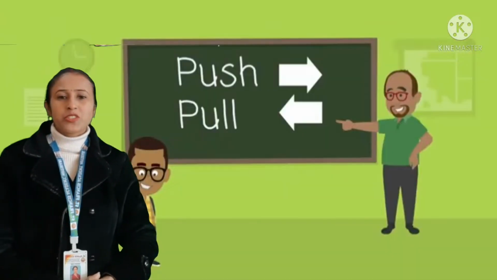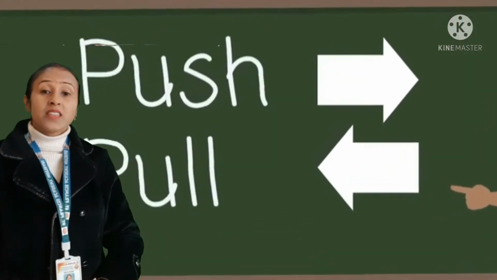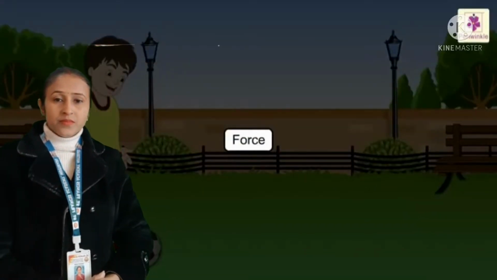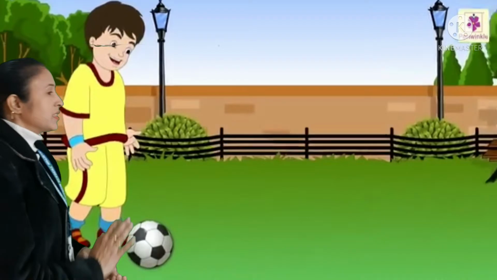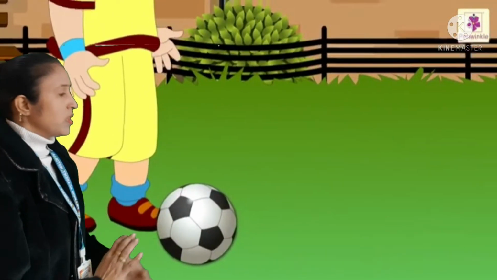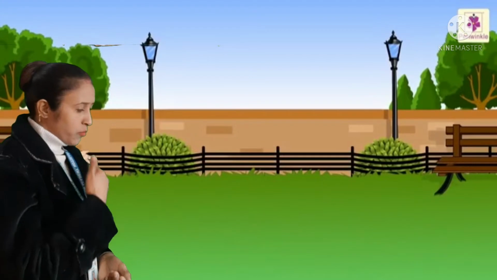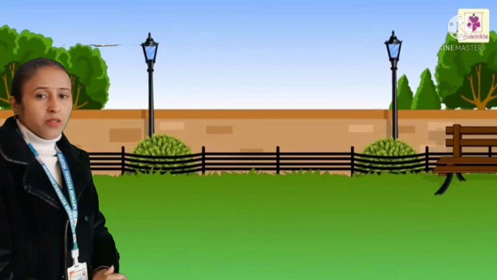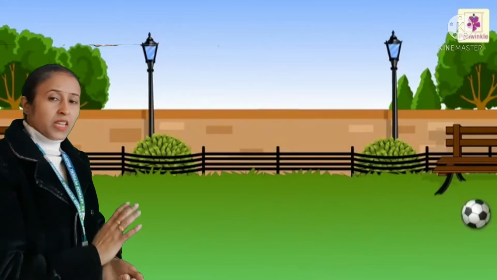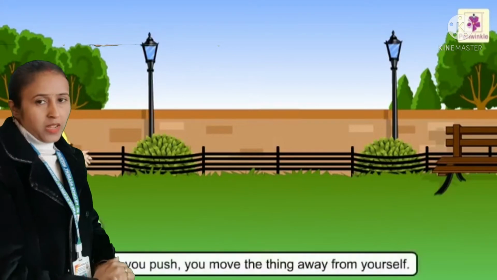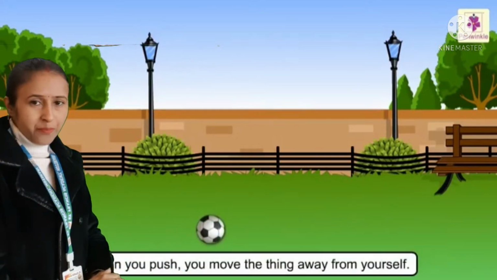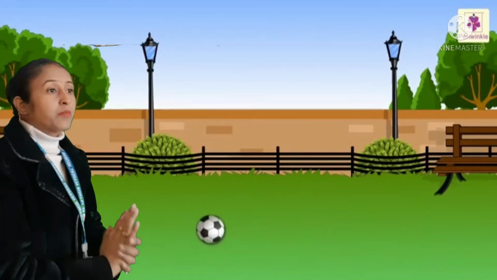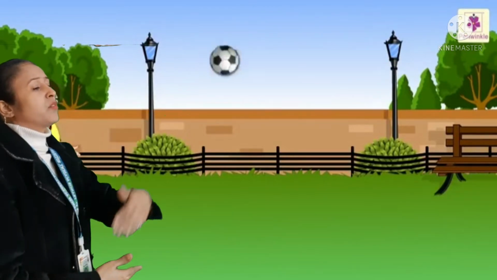Recently we have covered our chapter Push and Pull. In that chapter we learned about push and pull as well as force. Look at this boy. That boy pushes the ball so that it moves forward away from him, applying force. If that boy applies force, only then does the ball move forward. That is the pushing process. But if the boy applies more force, the ball moves forward a longer distance.